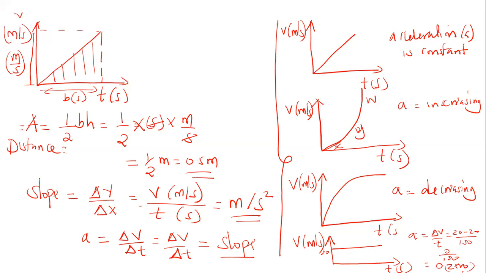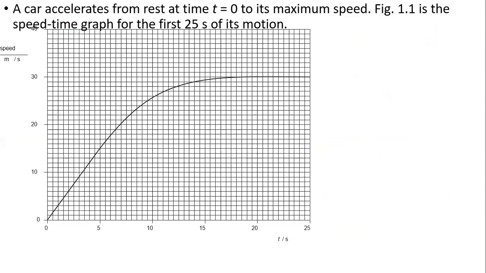Now, those are a few concepts that I wanted us to look at before we narrow down on what you want to do. Now, let's shift our attention and focus on this question. A car accelerates from rest, t is equal to 0, to its maximum speed. Figure 1.1 is the speed-time graph for the first 25 seconds of its motion. Now let's look at this graph.